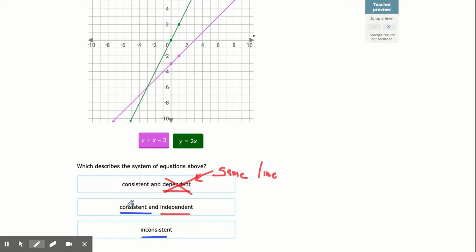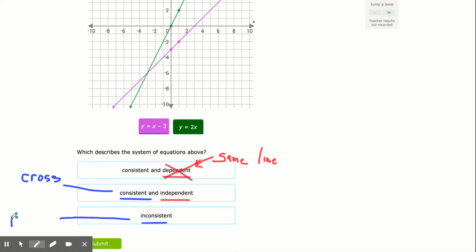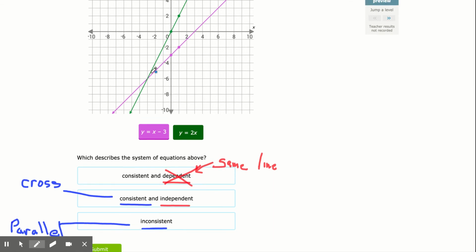Now, consistent means the two lines will actually cross at some point. They cross, or they have an intersection. Inconsistent means they're parallel, or they never cross. Well, these two obviously cross. They cross right here. So since they cross, that means they're consistent. They have a solution. Consistent means it has a solution.